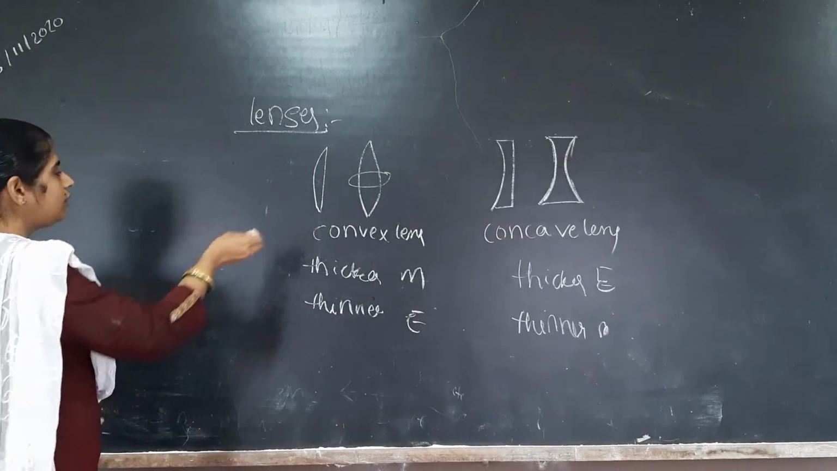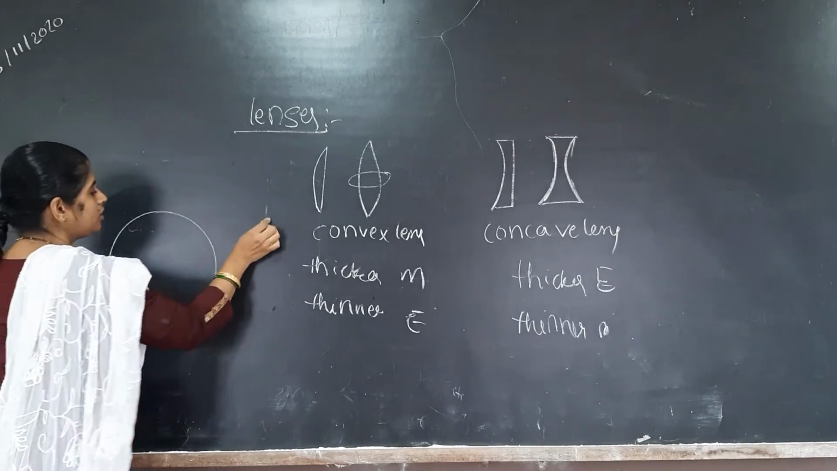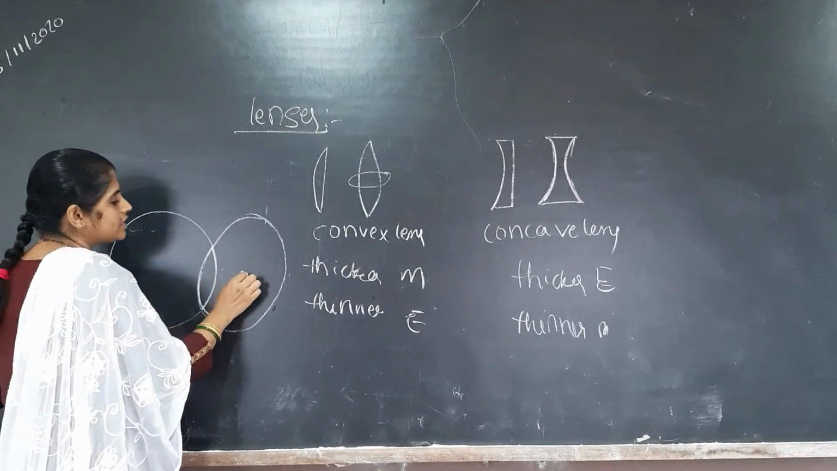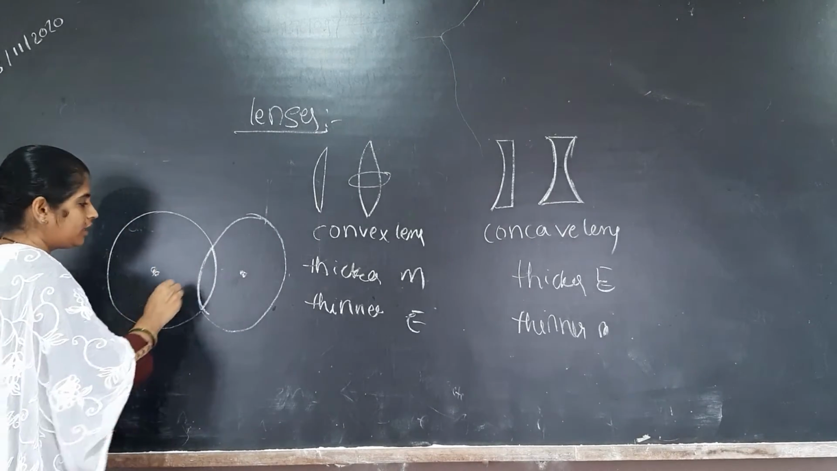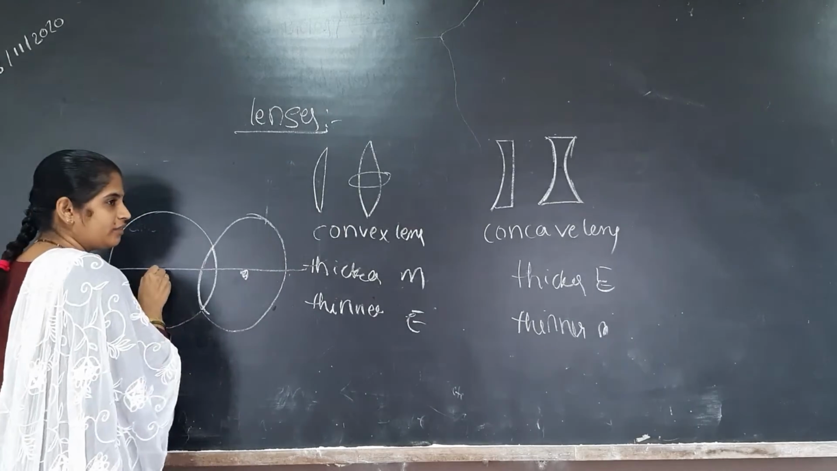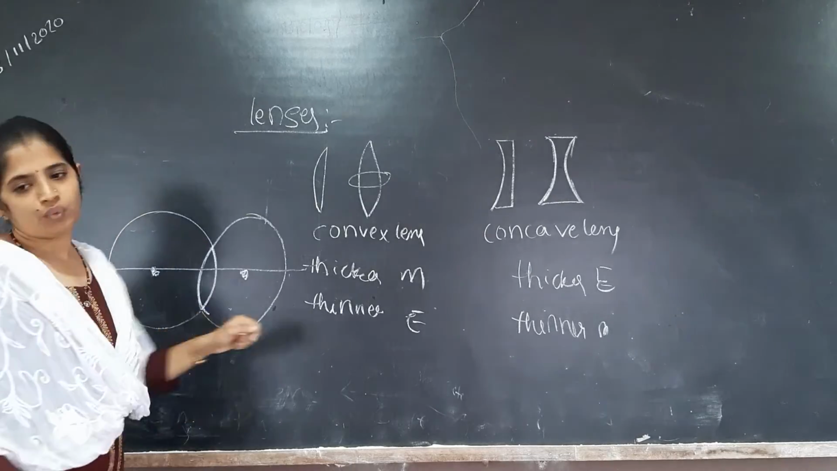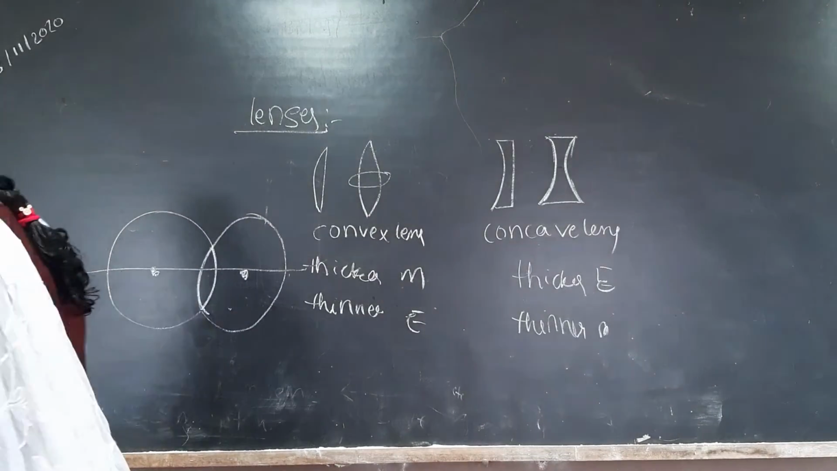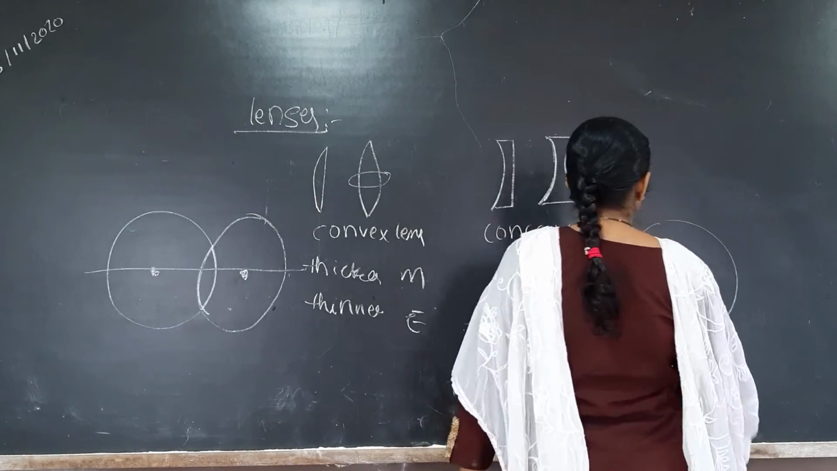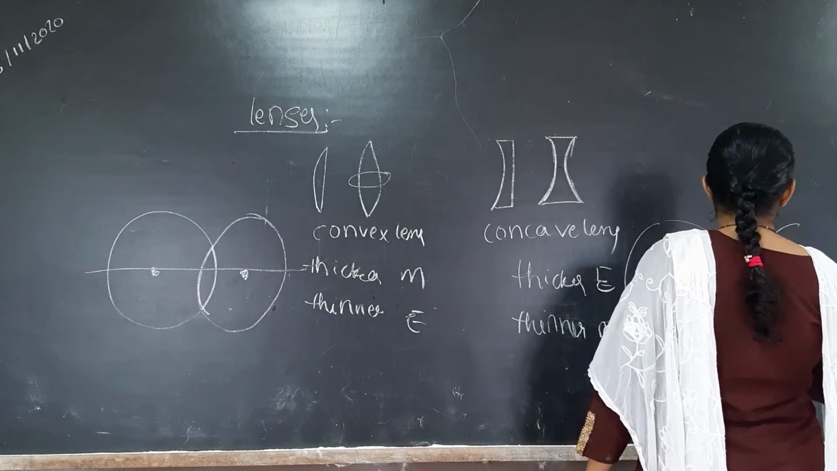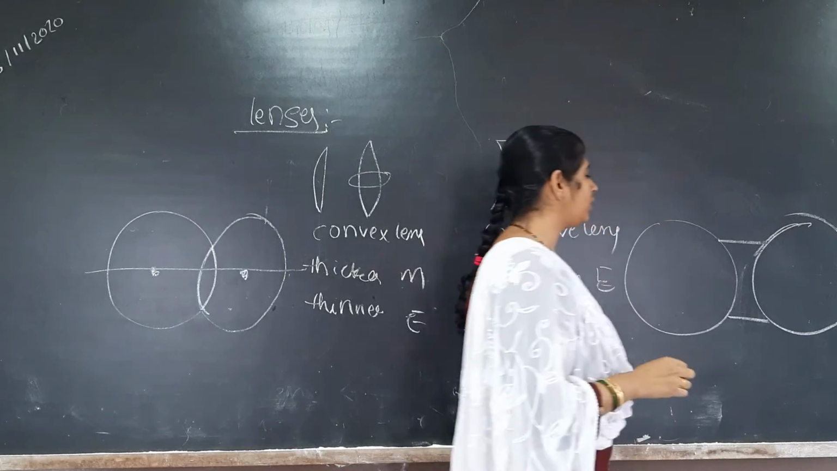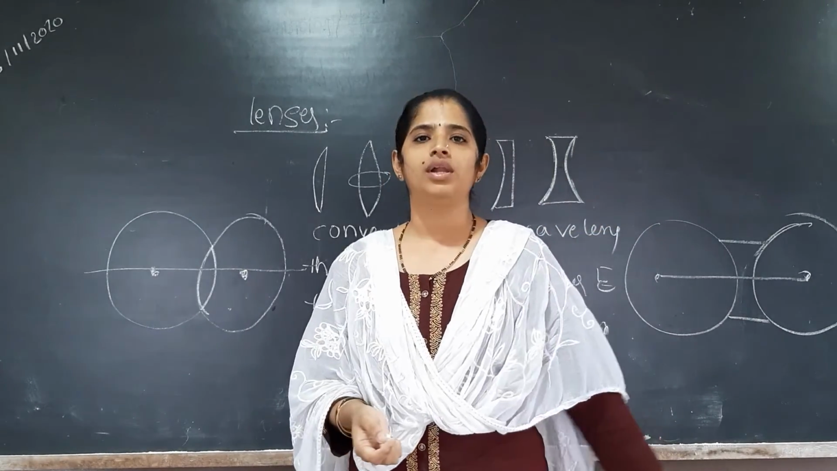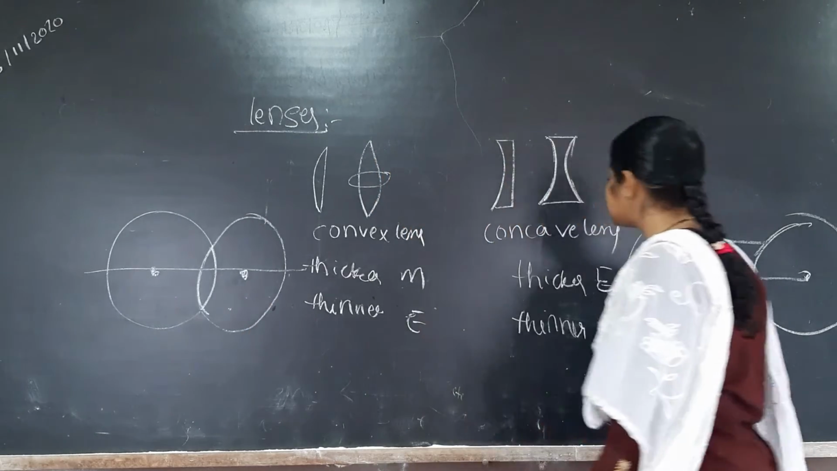Convex lens has two centers of curvature, two radii of curvature, and two focal lengths. A concave lens is made of two spheres like this, and it also has two centers of curvature and radii of curvature. The convex lens has a positive focal length, and the concave lens has a negative focal length.